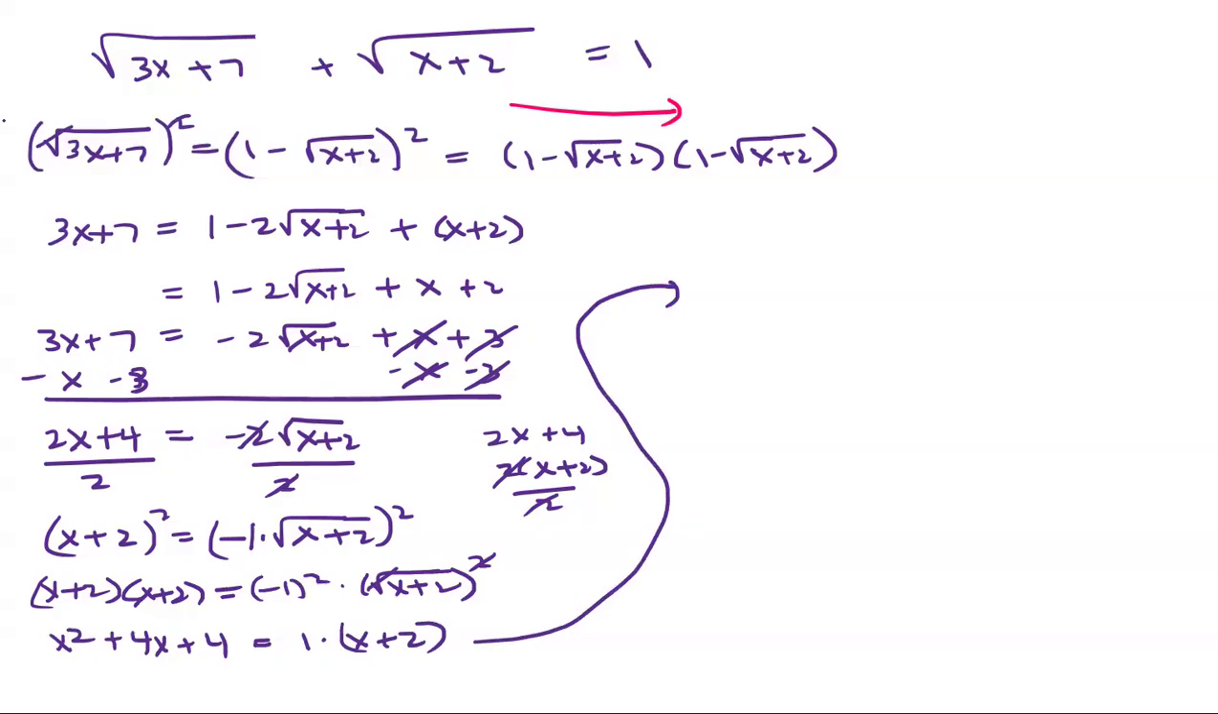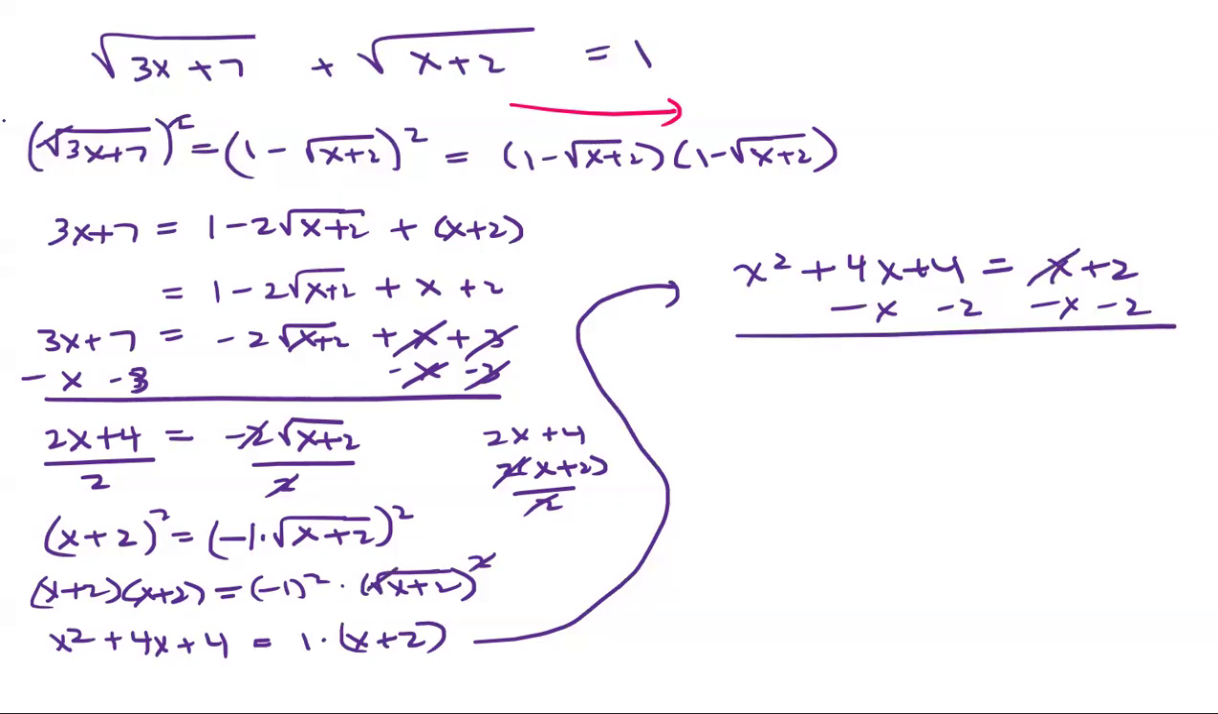So now I have, let's simplify this a little bit. We got x squared plus 4x plus 4. And then 1 times x plus 2 is just going to give me x plus 2. Okay, then I'm going to subtract x on both sides and subtract 2 on both sides. So then these guys are going to cancel, giving us 0 on the right side. And on the left, we're going to get x squared plus 3x plus 2.